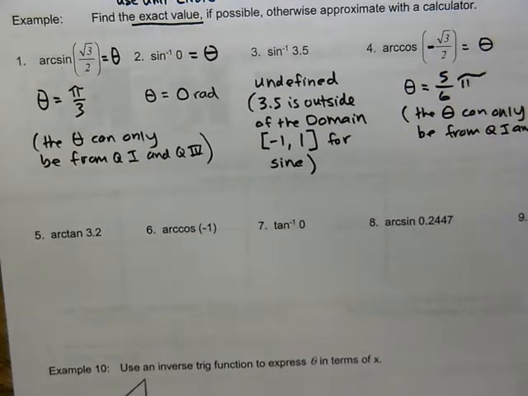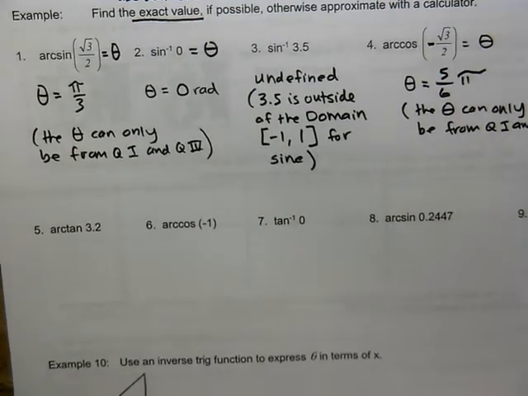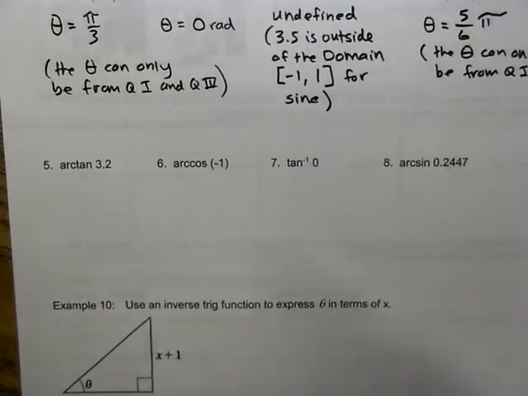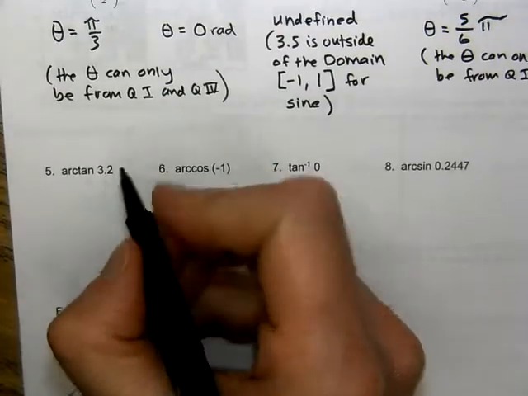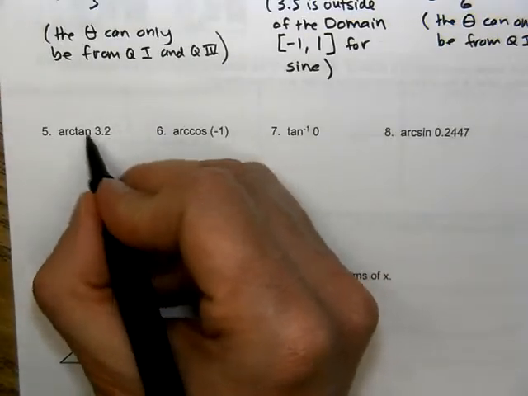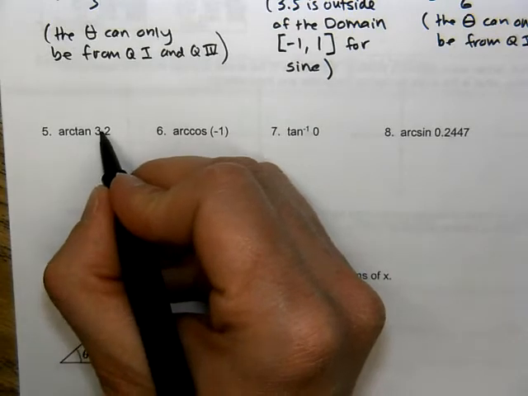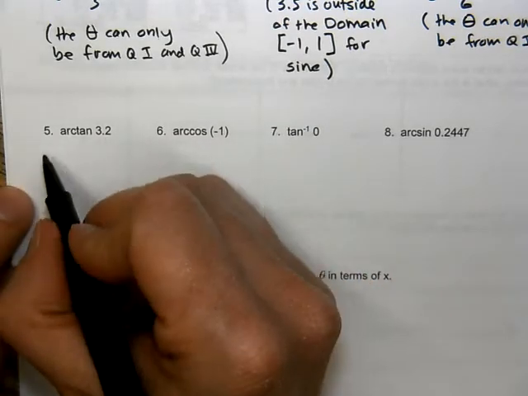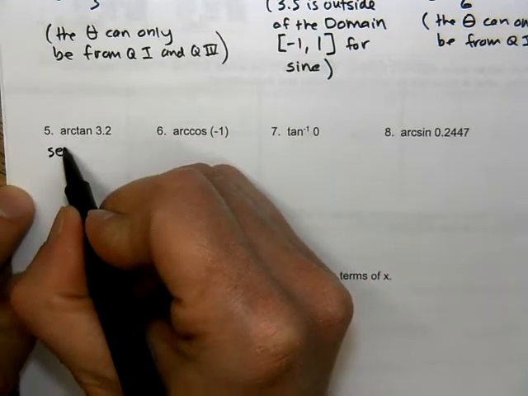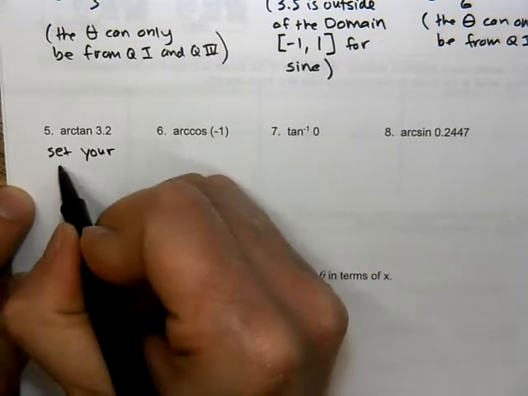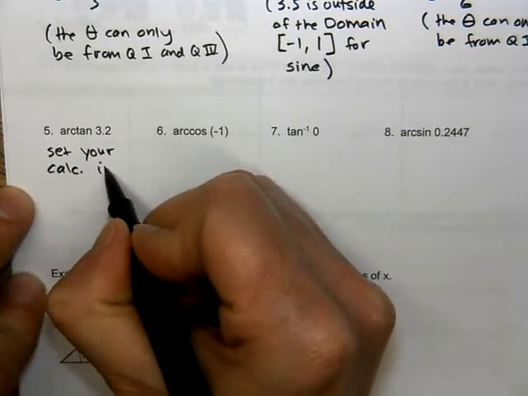All right, let's look at a few other examples. Here in number 5, we have an arctangent of 3.2. So that is clearly not a number on our unit circle at all. So that means we go right to the calculator. Remember to set your calculator in radian mode.